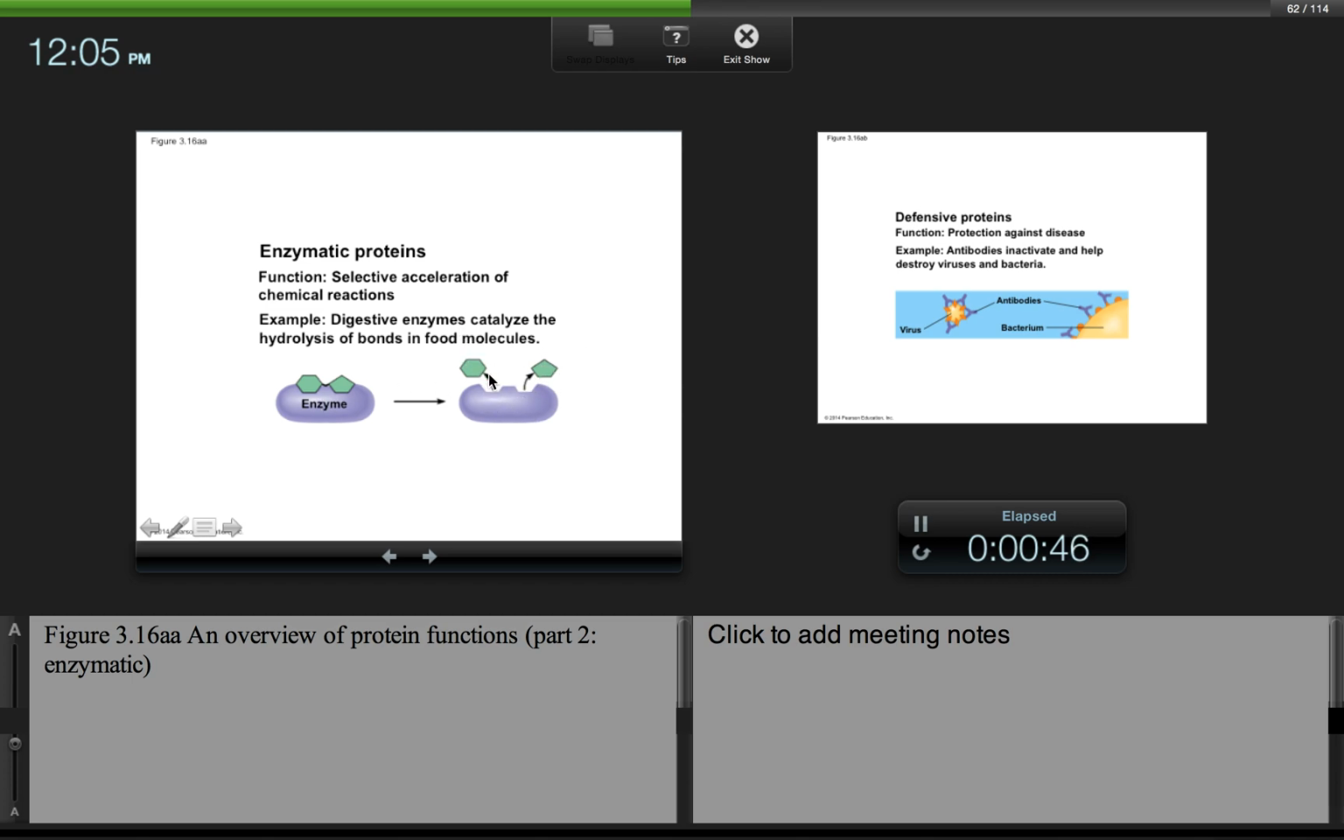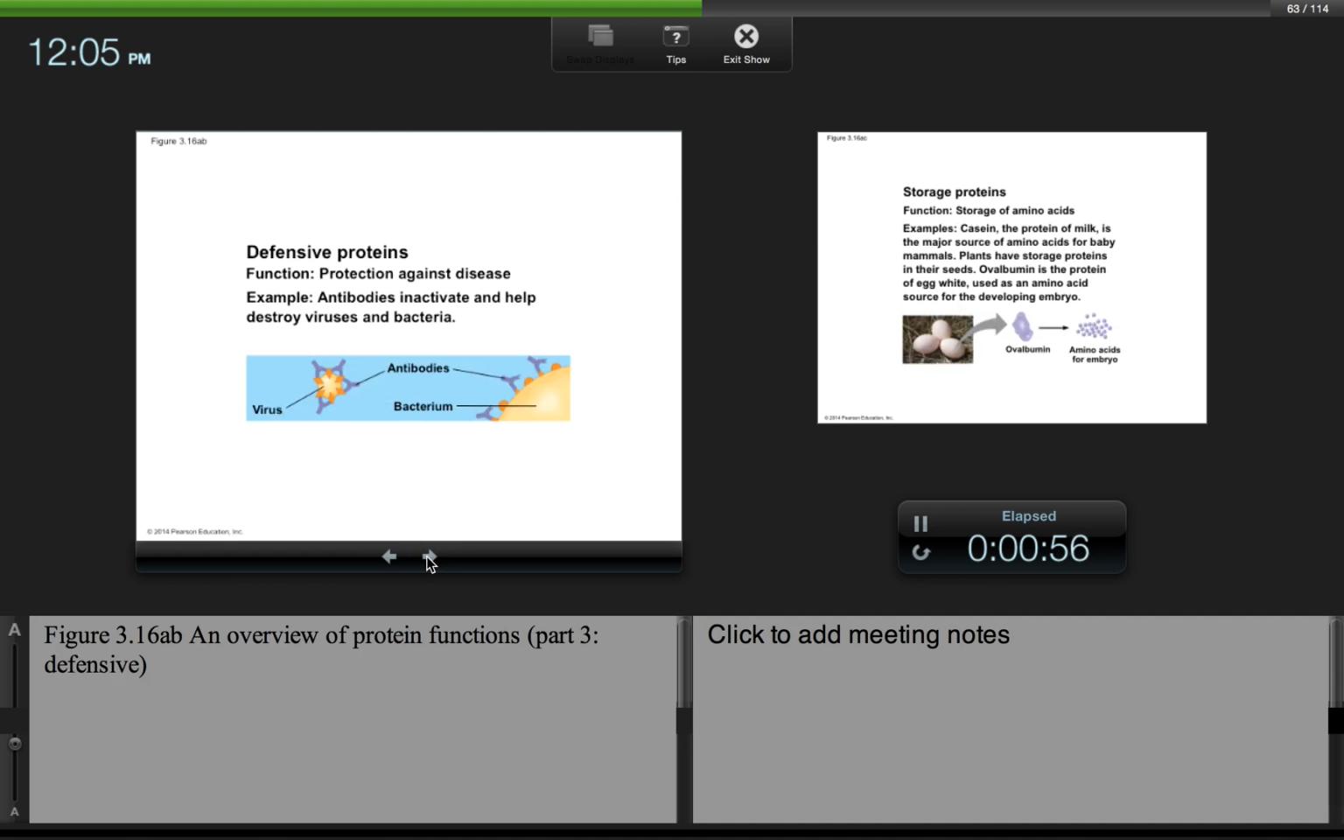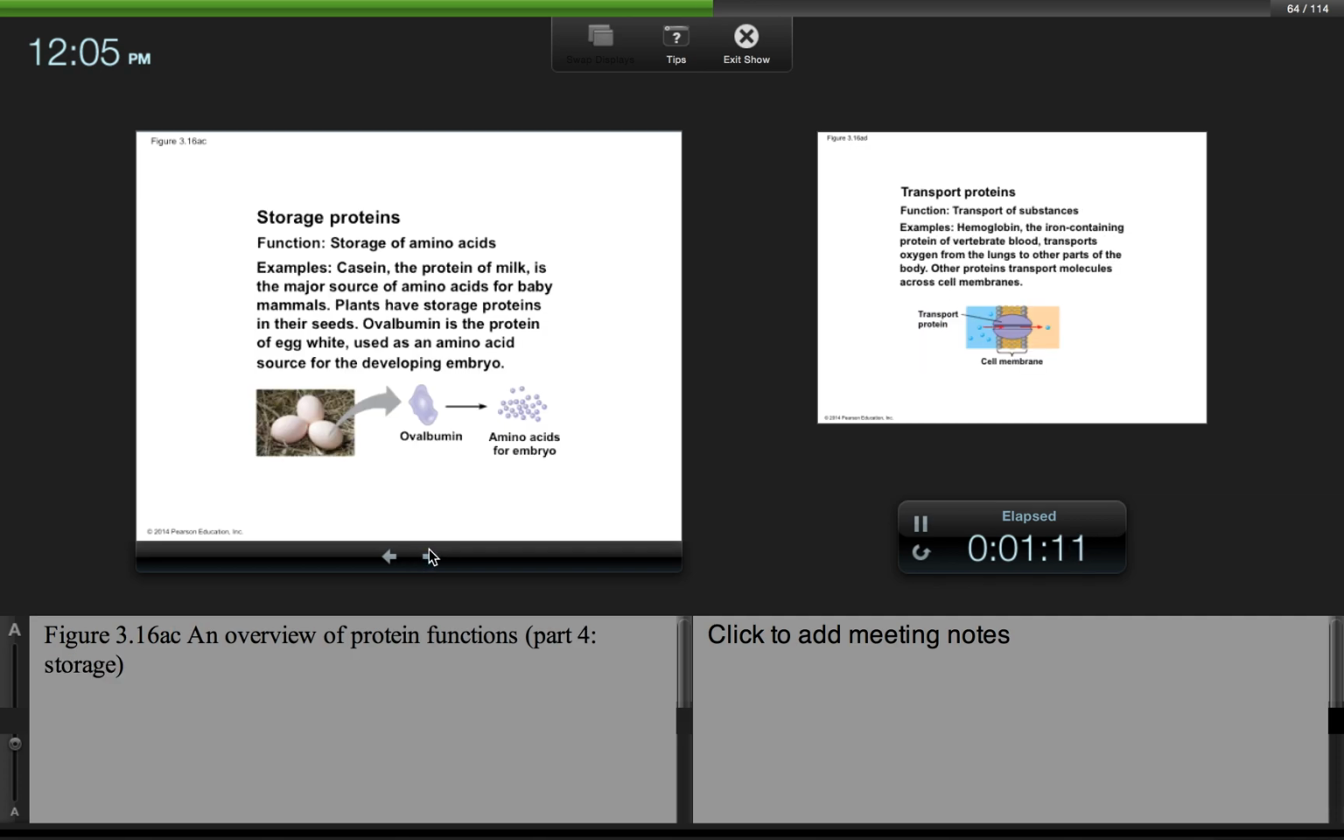So this would be a reaction where a larger substance gets broken down into two smaller ones. You have defensive proteins. We just finished the immune system. So defensive proteins are proteins that protect us against disease and infection. Example would be your antibodies. You have storage proteins. Function would be the storage of amino acids. Examples include casein, the protein of milk, which is the major source of amino acids for baby mammals.